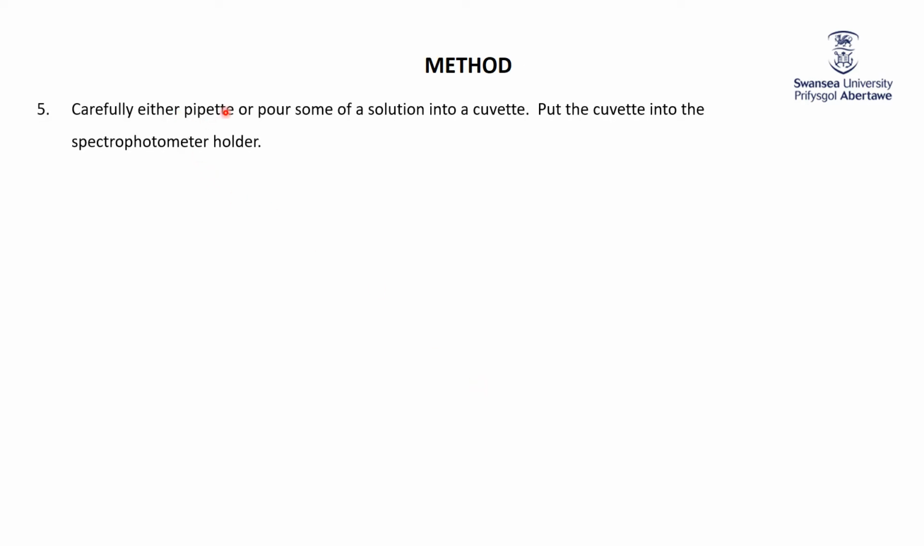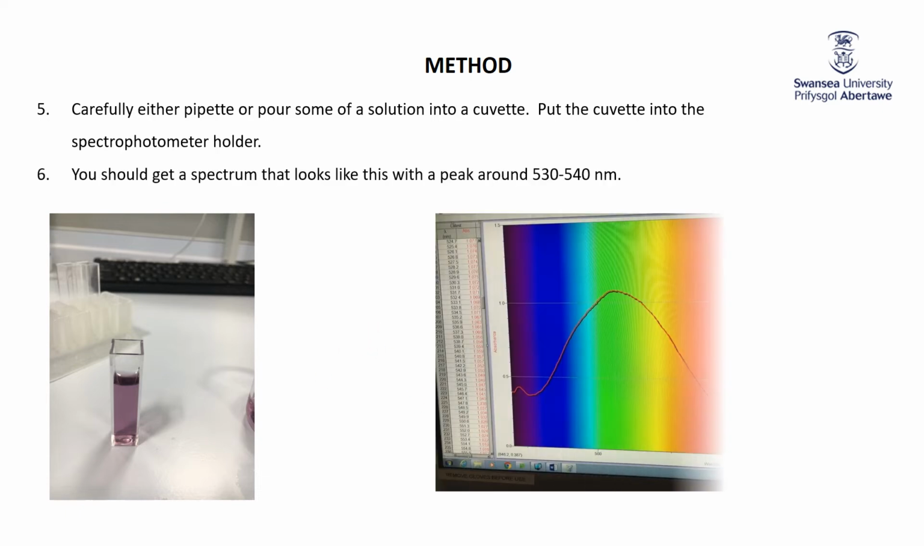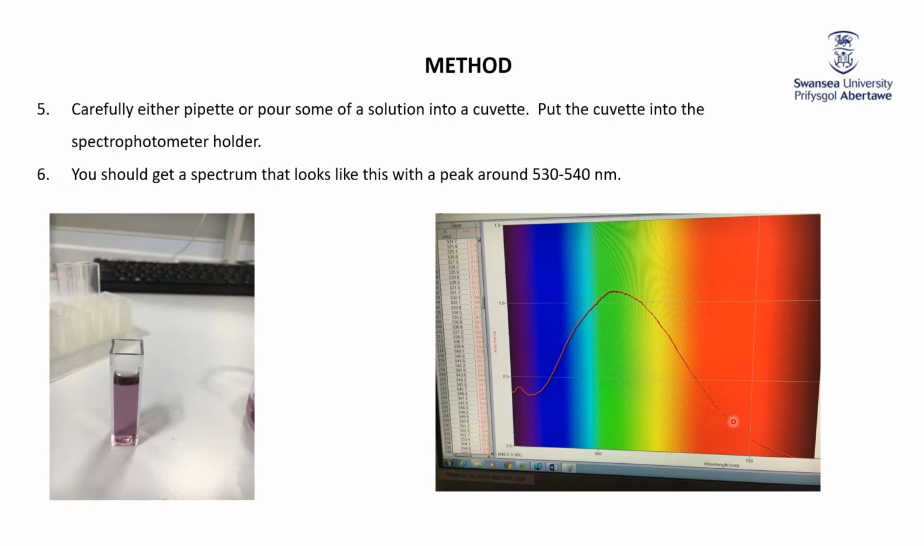Continuing on, pipette or pour some of the solution into a cuvette, and put the cuvette in the spectrophotometer holder. There's the cuvette with one of those pretty little purple solutions in it. And then I get a spectrum that's just like this one. It's actually very similar to the one I showed as my example earlier on. A little bit of absorbance going on here in the purple, but the predominant absorption, the big peak, this is the one I'm going to use, is in the green spectrum, coming up with a peak at around here, which is about 535, between 530 and 540 nanometers.